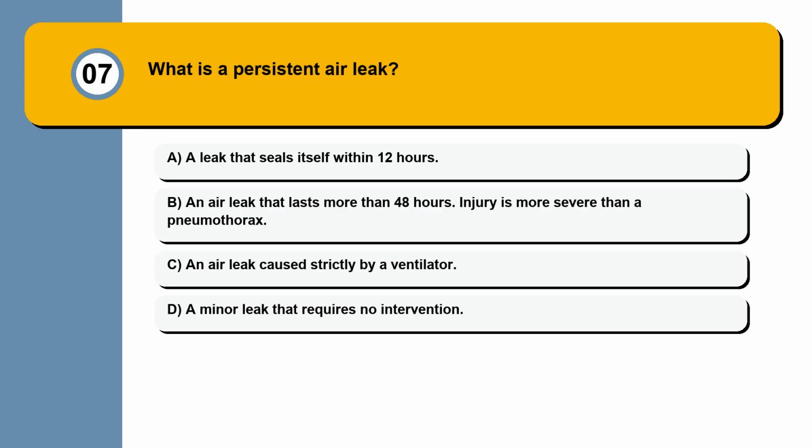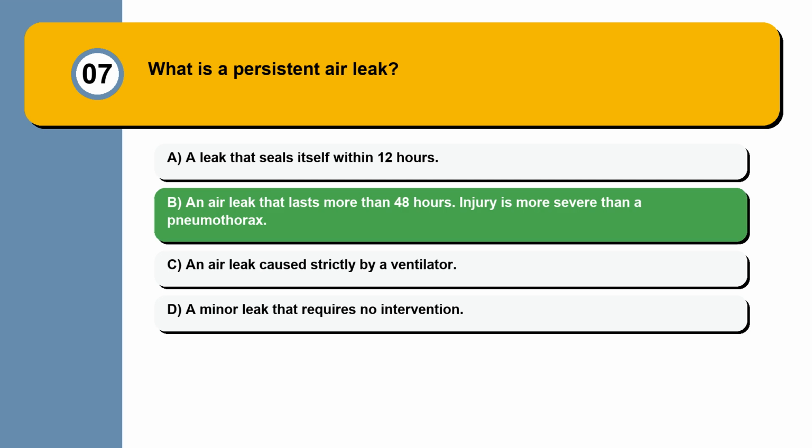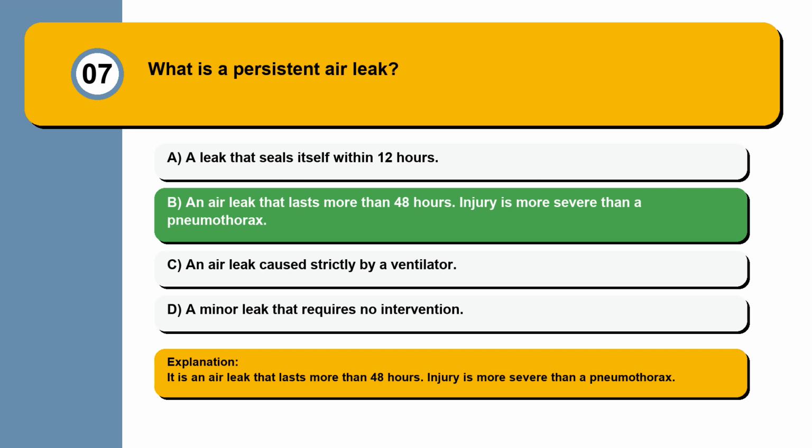Question 7. What is a persistent air leak? A leak that seals itself within 12 hours. An air leak that lasts more than 48 hours. Injury is more severe than a pneumothorax. An air leak caused strictly by a ventilator. A minor leak that requires no intervention. It is an air leak that lasts more than 48 hours. Injury is more severe than a pneumothorax.